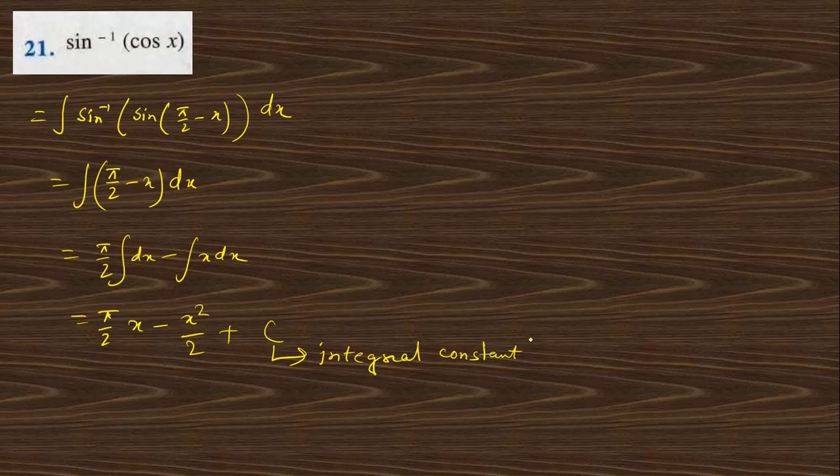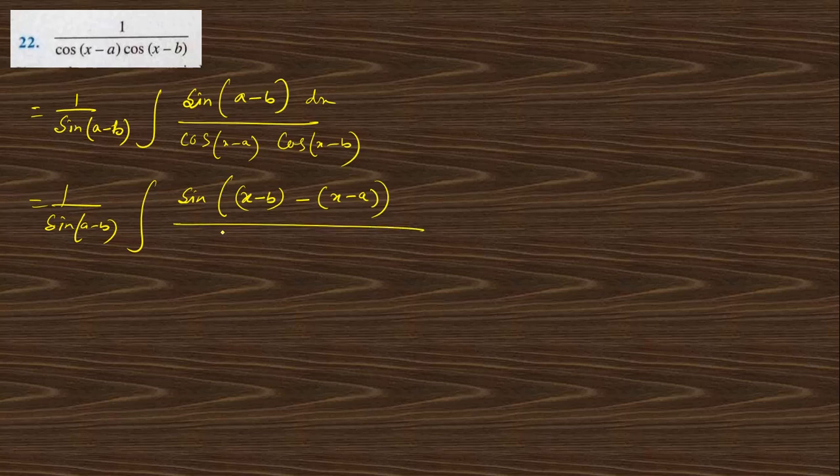Okay. Go to the next question. The next question says integration of this. Here I can multiply and divide by sine a minus b, and write sine a minus b in the numerator. So this can be written as 1 by sine a minus b integration of sine of (x minus b minus (x minus a)) by cos x minus a into cos x minus b dx.